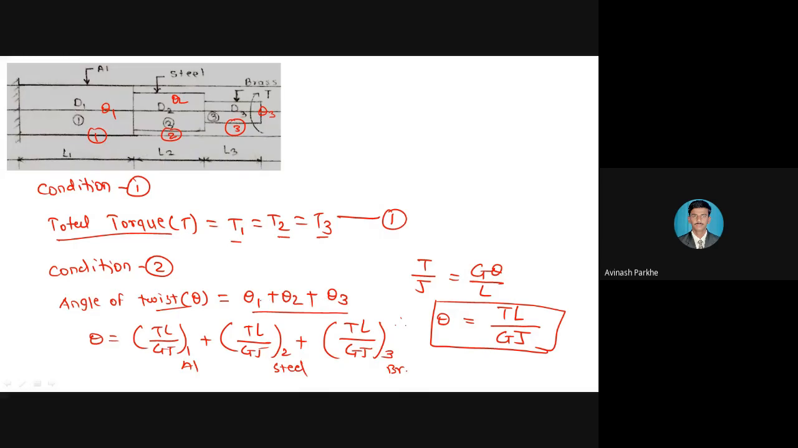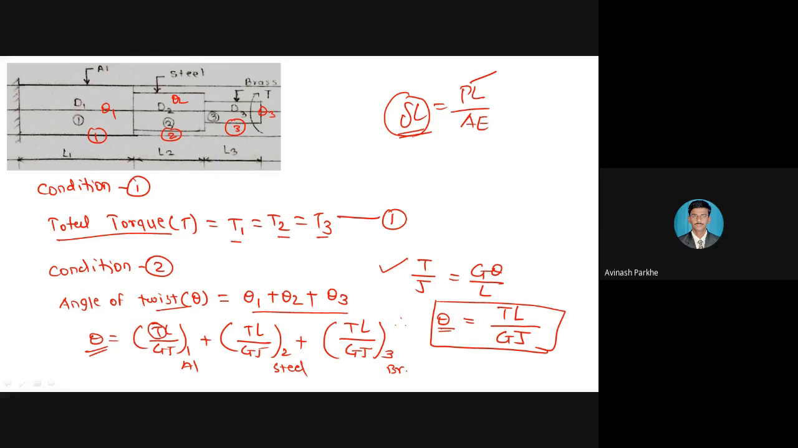What is the formula for the theta? By using the torsion formula, T upon J is equal to G theta by L, I have written the equation in the form of theta. You will get T into L divided by G into J. This formula is similar to delta L is equal to PL upon A. But this delta L represents the linear deformation which is taking place due to this particular capital P. But this theta represents the angular deformation which is taking place due to this particular capital T.